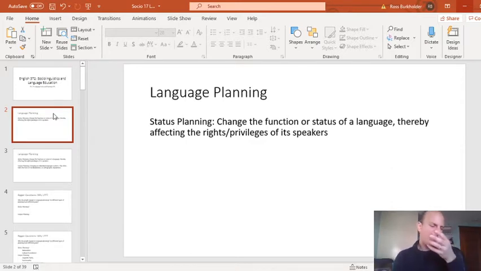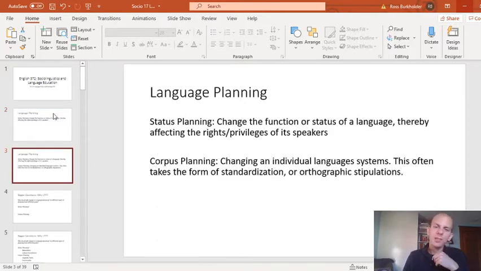And as we've talked about this whole semester, the way a language or language variety is seen affects the way that its speakers are seen. That's the indexical connection. So by elevating the status of a language, you also elevate the status of its speakers through indexicality. Bam. That's status planning. Hopefully that makes sense.